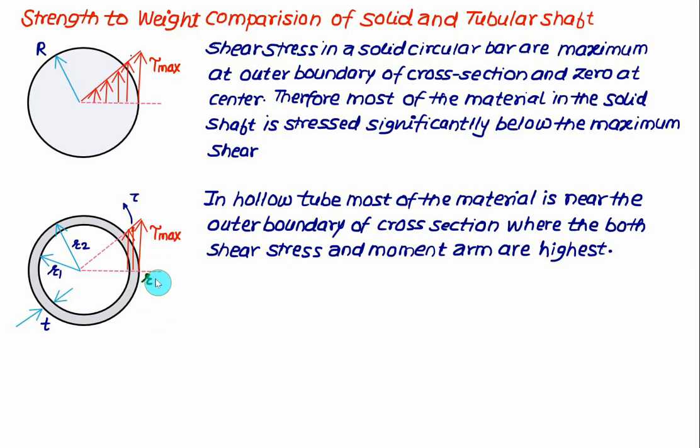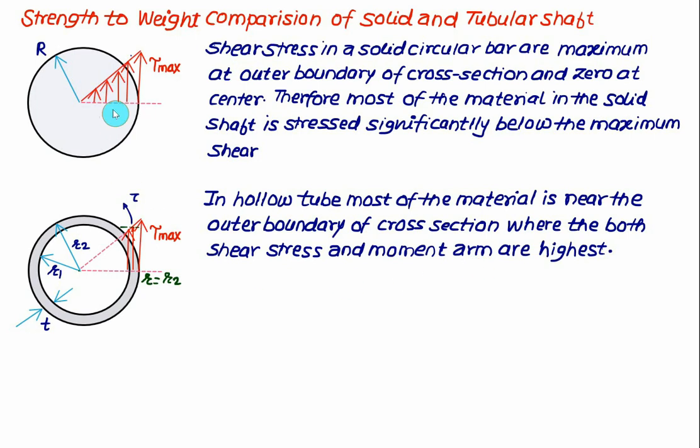So at R equal to R2, we have the maximum value of tau max, and this value is much larger as compared to the 0 value at the center in the case of a solid shaft. Therefore, the average distribution of shear stress is much larger in the case of a hollow shaft as compared to the solid shaft. So in a hollow tube, most of the material is near the outer boundary of the cross section, where both the shear stress and the moment arm are higher.